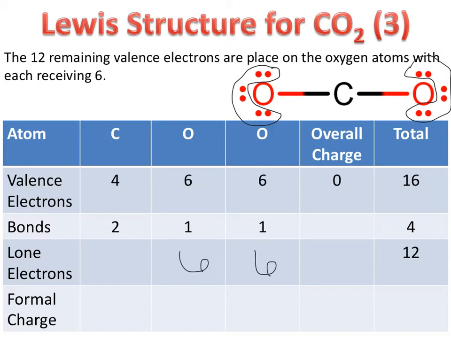The 6s with no lone electrons on the carbon. Making sure it's right: 0 plus 6 plus 6 equals 12. 2 plus 1 plus 1 equals 4. And note here, 16 minus 4 minus 12 ends up being 0. We've accounted for all the electrons on the table.